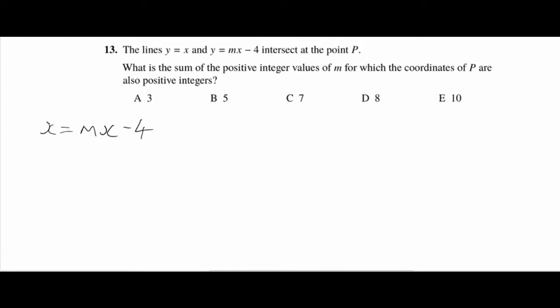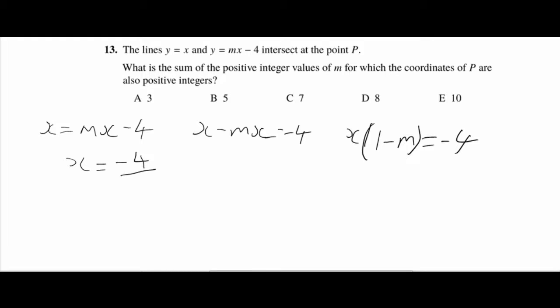If we rearrange this equation, we can get x minus mx is equal to minus 4. And so x times 1 minus m is equal to minus 4. And so x is equal to minus 4 divided by 1 minus m, which is equal to, if you times top and bottom by minus 1, 4 over m minus 1. Okay, so now we want x to be a positive integer.